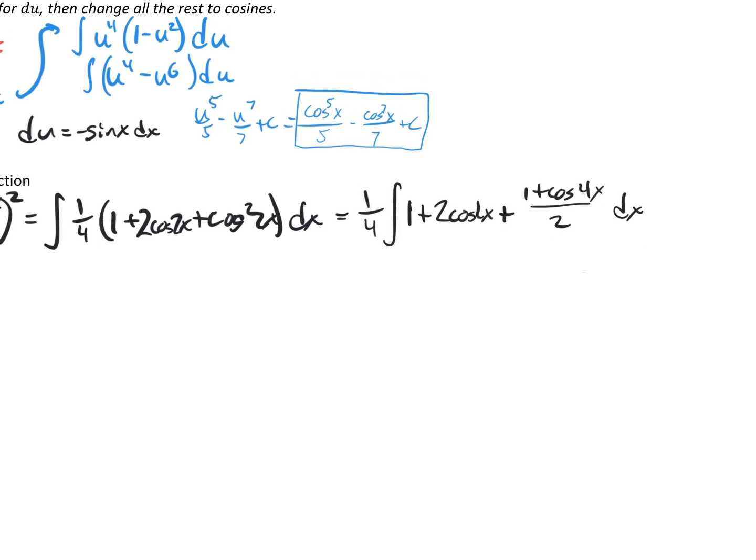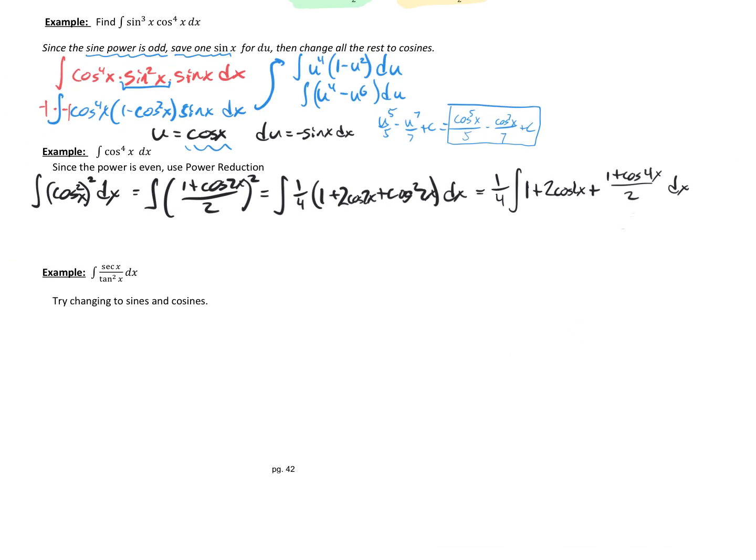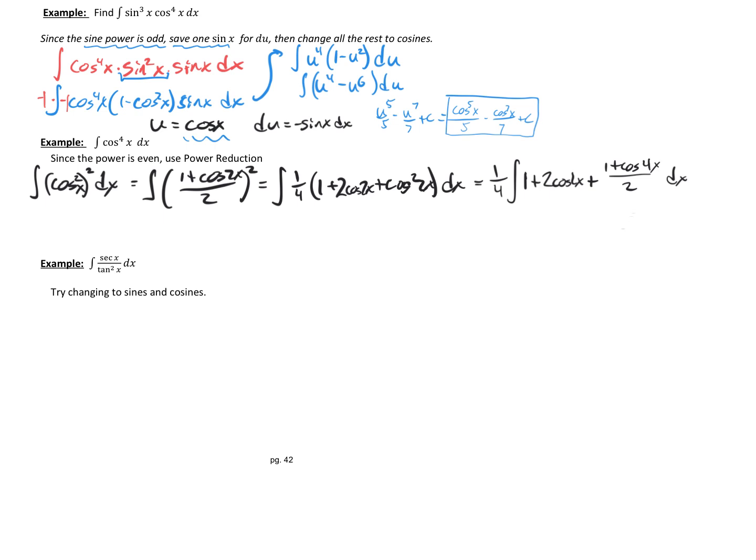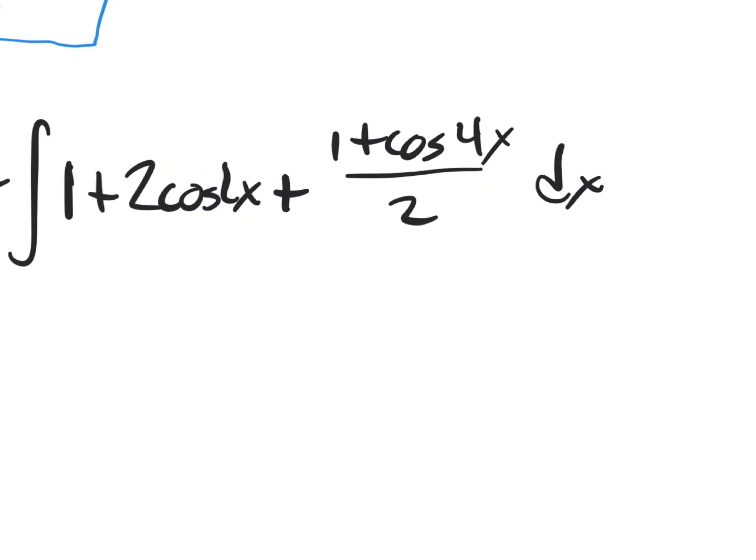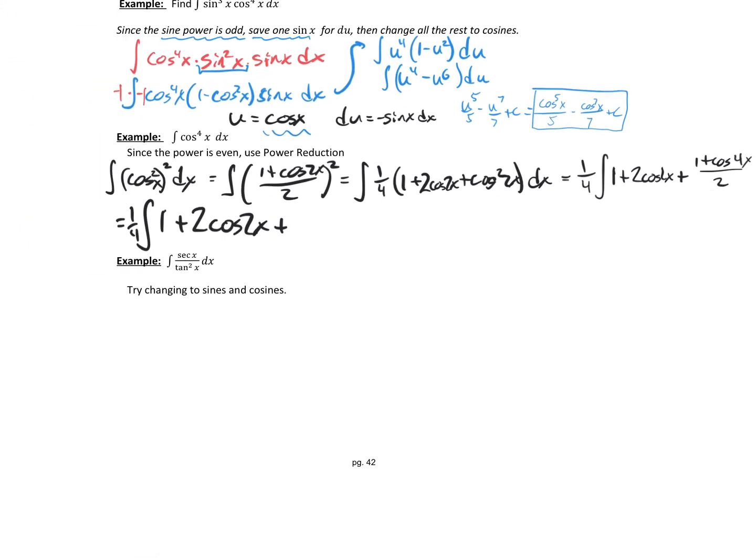And now we have no powers. That's kind of good. And we've got these 3 different parts. So let's kind of rewrite this one more time. Let's bring it over here. So we have 1/4 outside. We've got 1 plus 2 cosine 2x. And let's divide both of these by 2, 1/2, and then plus 1/2 of cosine 4x.